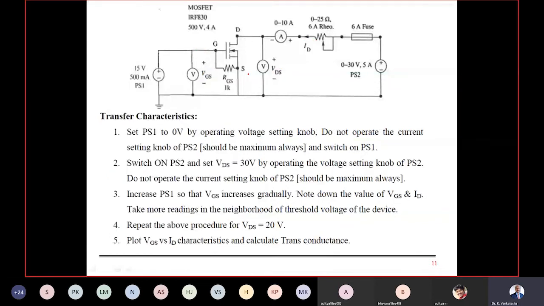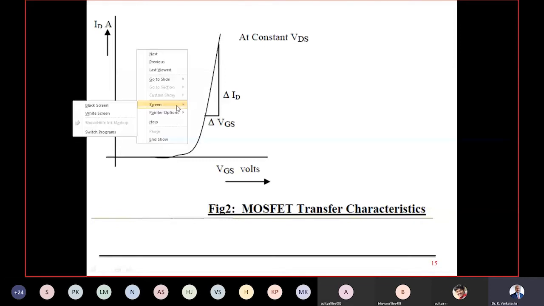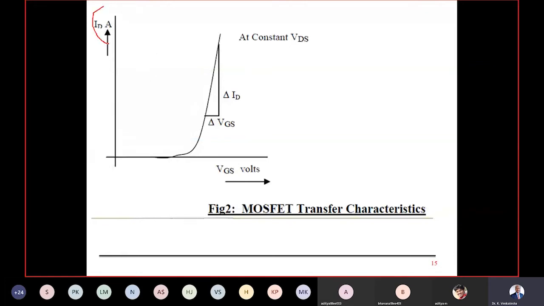Threshold voltage is that, I'll show the curve. The curve will be going to something like this. So the transfer characteristic is a plot of drain current, which is nothing but the output current, versus the input side voltage VGS.